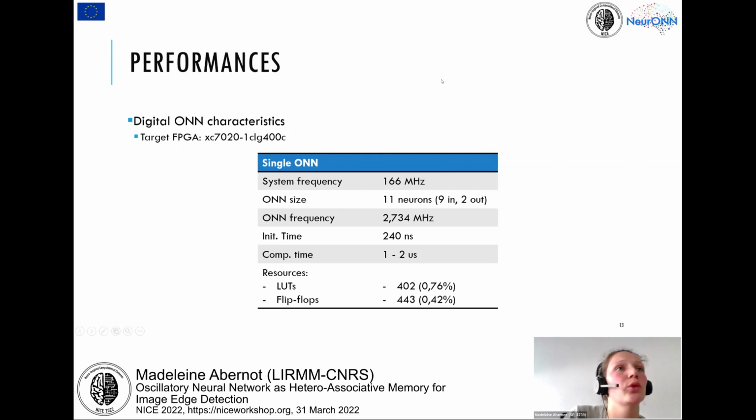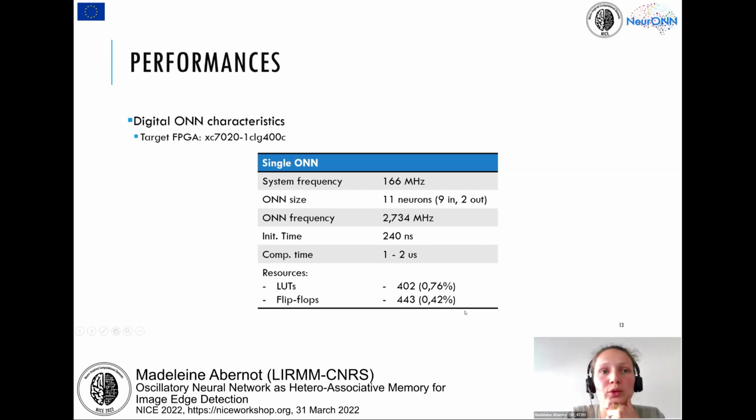To finish, I'm going to show a little bit the performances. Considering the digital ONN and how we perform simulation, we consider a target FPGA as this one. And what we have reported as results is the initialization and computation time. For only one single ONN performing on a small part of the image, we have a computation time between 1 and 2 microseconds depending on the image, because it can vary, and the initialization is still the same. So to compute one ONN, we need approximately 2 microseconds.